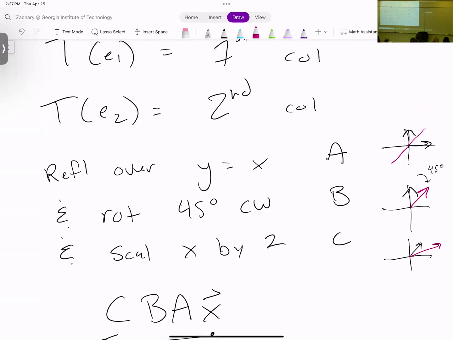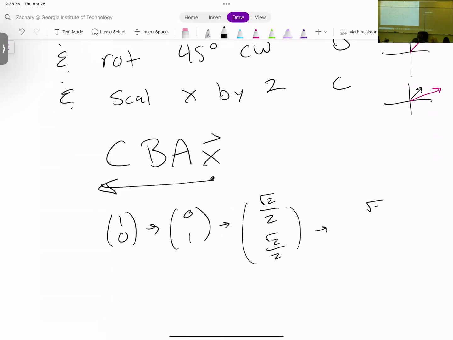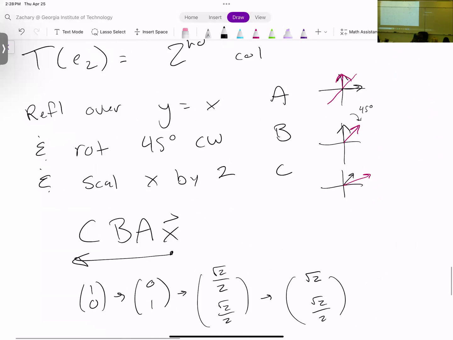I should draw that pink to keep it consistent. Okay, so what I'm describing is, you go from here to here. So that is the vector. We're going from 1, 0 to 0, 1 to root 2 over 2, root 2 over 2. And from here, we're going to root 2, root 2 over 2. You can think of it like that, is how we do each of these individual steps. Boom, boom, boom, boom. That's my first column of my transformation matrix.